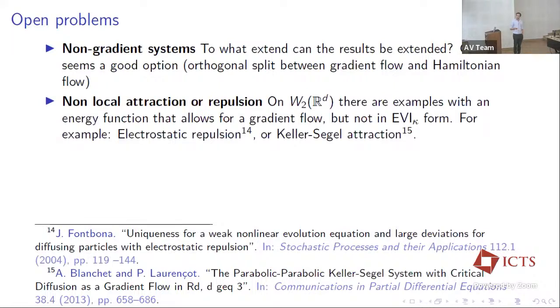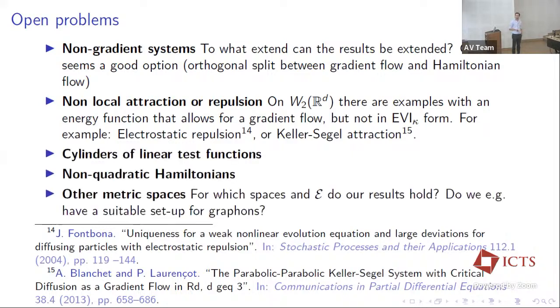Our conditions do not work if you have non-local attraction or repulsion in the Wasserstein case. So there are some examples like the electrostatic repulsion or the Keller-Segel attraction. There you do have a gradient flow, but it's not of EVI kind, but weaker. The question is, does it work there? And then finally, for which metric spaces can we pull this off? We have a couple, but can we do it for graphons? Thank you for your attention.